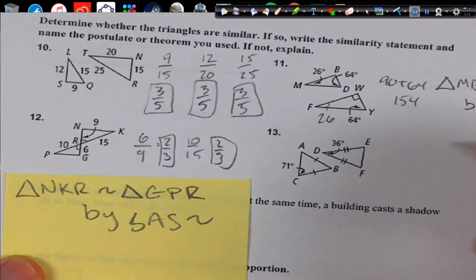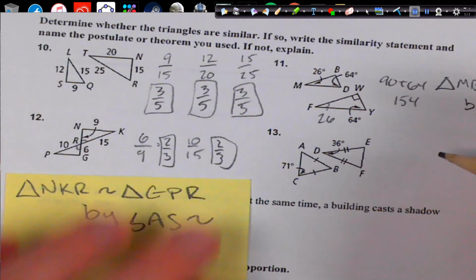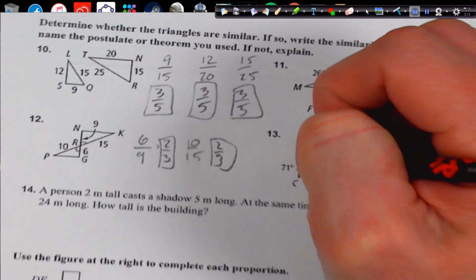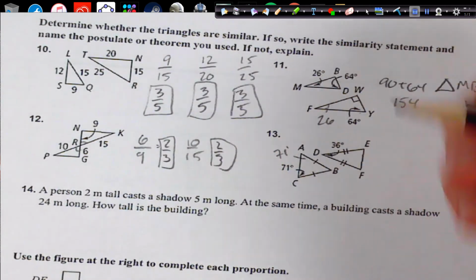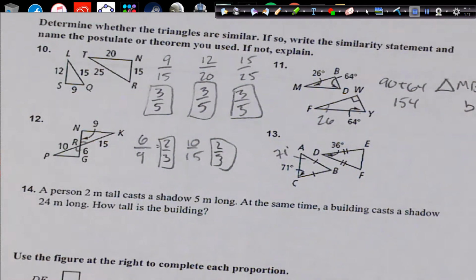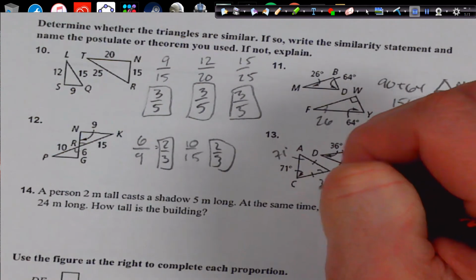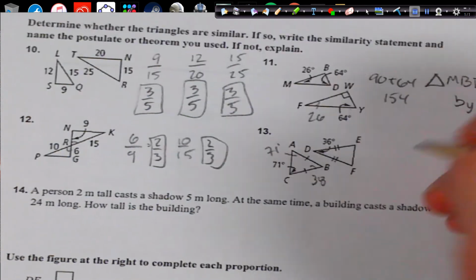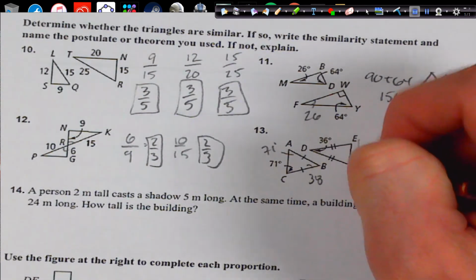Our last one over here, these are two isosceles triangles, which means I should find all the angles. 71 degrees, those are congruent because base angles are congruent. If I had 71 plus 71, I get 142, subtract from 180, and I'm going to get 38 here. They're not congruent angles, so we just say not similar.